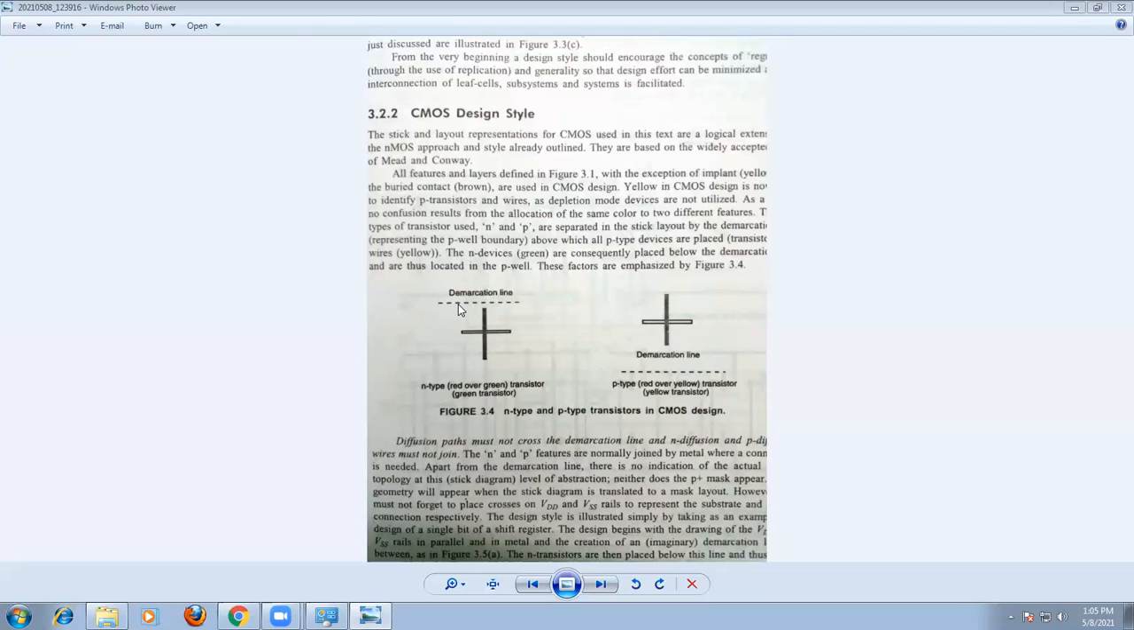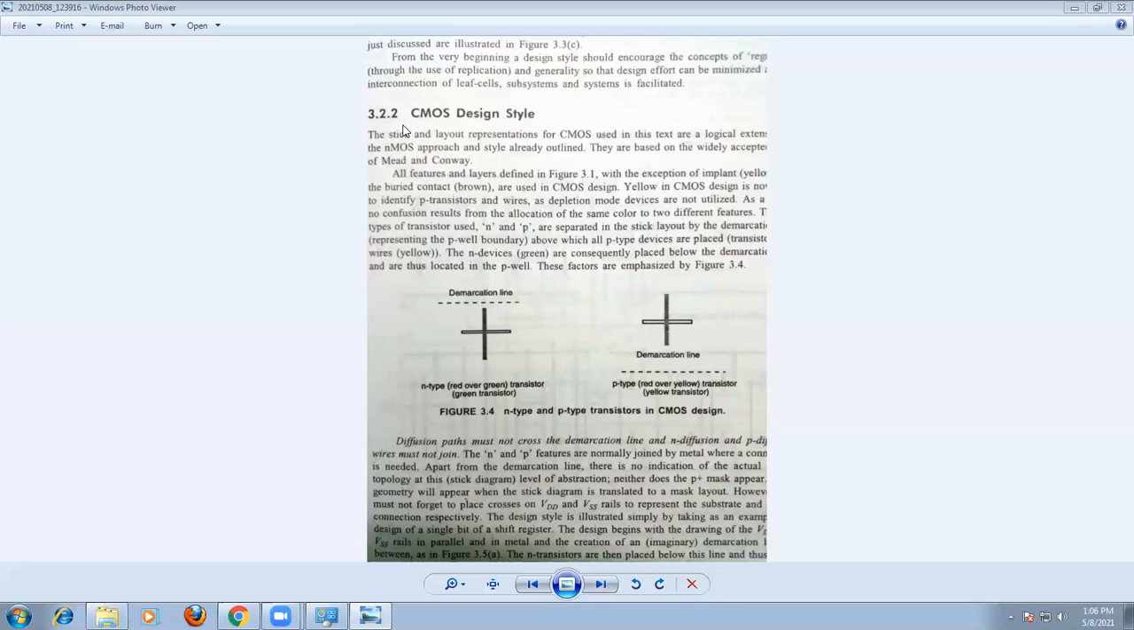Another thing in the CMOS design style is that we are using two metals, metal 1 and metal 2. Metal 1 is similar to your NMOS design style, and we also have metal 2. In the stick diagram there is no problem, but in order to draw the layout diagram, metal 1 and metal 2 play a very important role. Both have the same blue color code, but the difference we'll discuss afterwards.